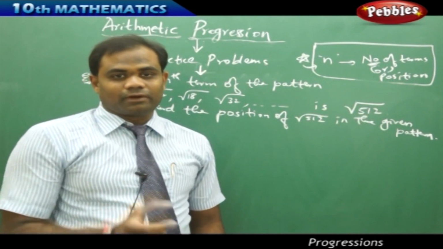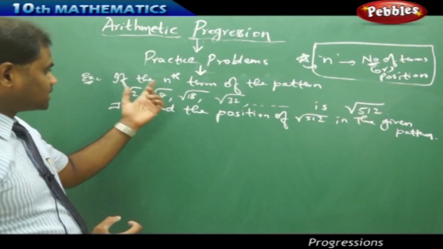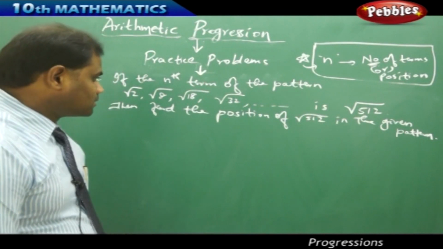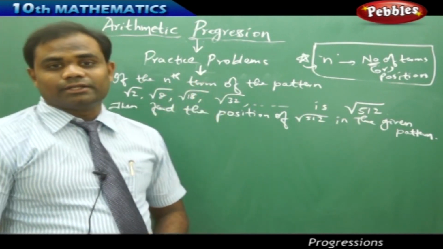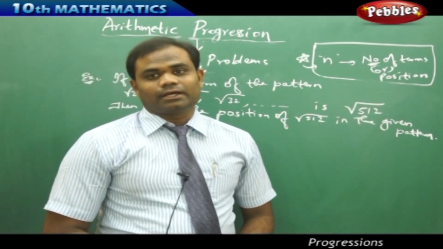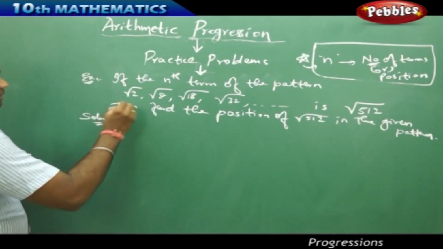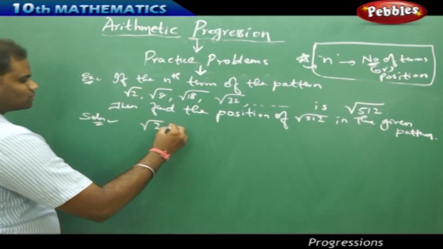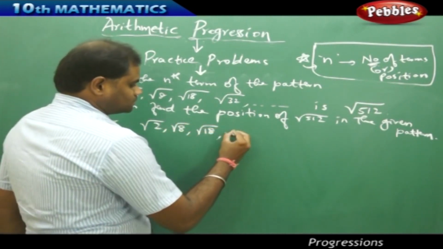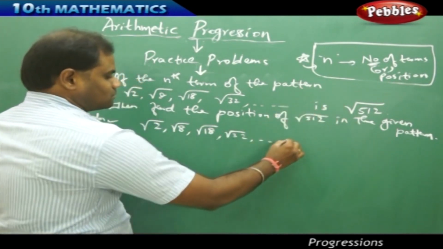Now this problem is very different from the previous one, because in the previous problem the position was directly given as the seventh term, and there the position was 7. But here I don't have the fixed position, which I need to find. That is, I need to find the position; indirectly, I need to find n. So let's take the problem with the progression root 2, root 8, root 18, root 32, and so on and so forth.